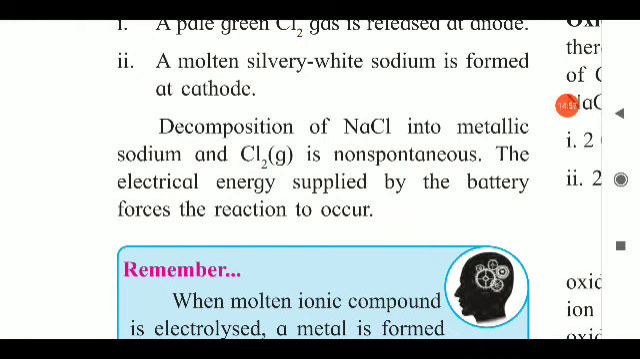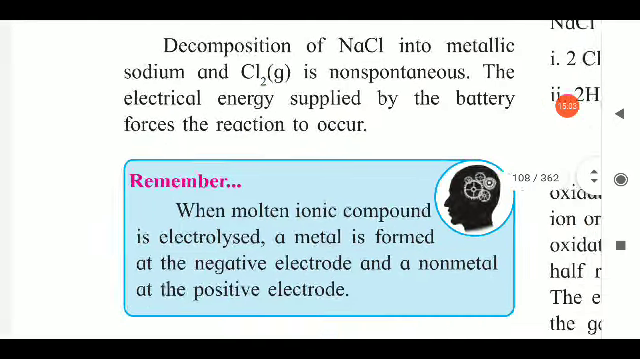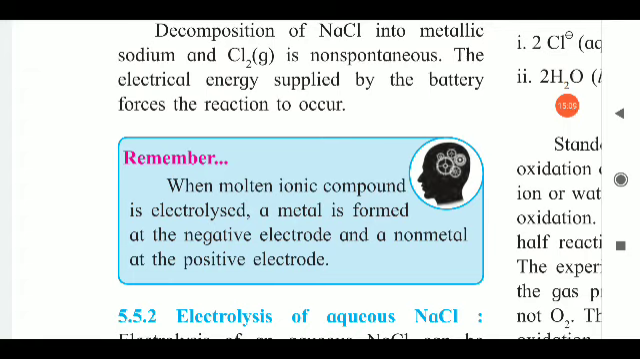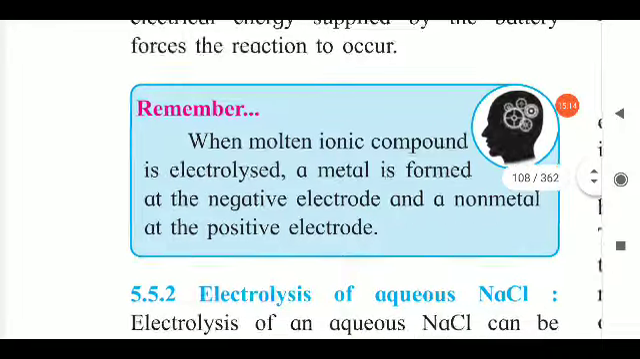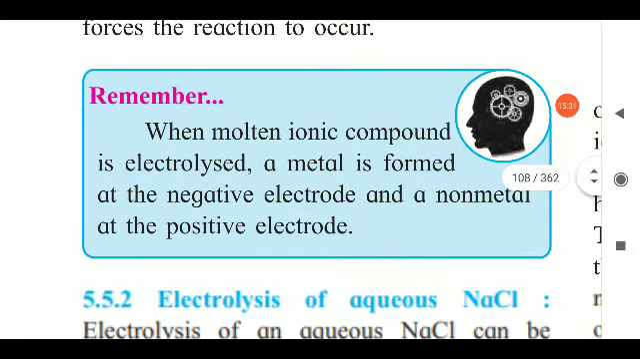The electrical energy supplied by the battery forces the reaction to occur. So this is all about the electrolysis of molten NaCl. In this lecture, what we learned is that when a molten ionic compound is electrolyzed, a metal is formed at the negative electrode and the non-metal is formed at the positive electrode. This is an important thing, students, that you have to keep in mind and remember. So this is all for our today's lecture. Thank you very much.